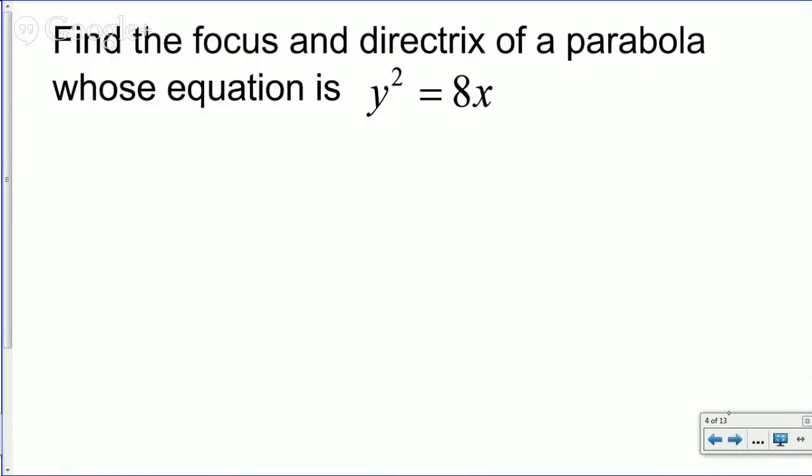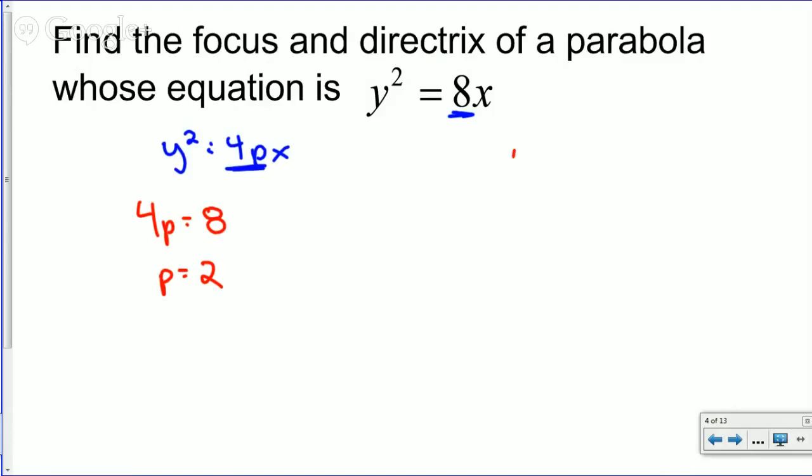Find the focus and directrix of a parabola whose equation is y squared equals 8x. Okay, so that's going to be in the form y squared equals 4px. Why do I know it's that one? Well, simply because it's got a y squared in it. So it's either y squared or x squared. So 4p has to be the same as 8. So we'll simply say that 4p equals 8, making p equal 2.